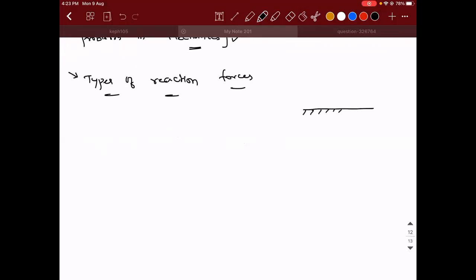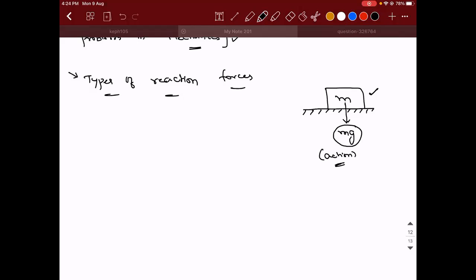Let us say there is a fixed surface on which there is a wooden block placed. Let's say the mass of the wooden block is m. Then this mass will experience a force in the downward direction, which I can call mg. Correct? So this mg is the force with which this block is being pulled in the downward direction. So can I say there is a force of mg, which is an action.